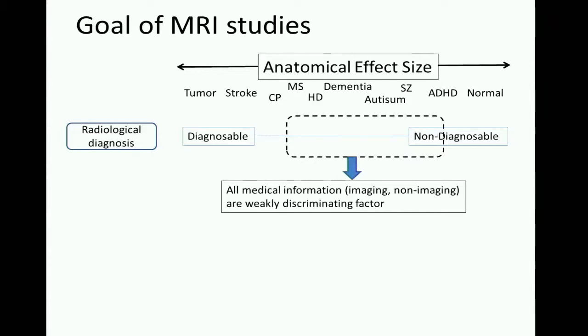But what is also common to this gray zone diseases is that all medical information, imaging or non-imaging, are weakly discriminating factors, so that we really need quantitative research and statistical analysis, and hopefully we can translate this technology to the radiological diagnosis, which hasn't happened very often.